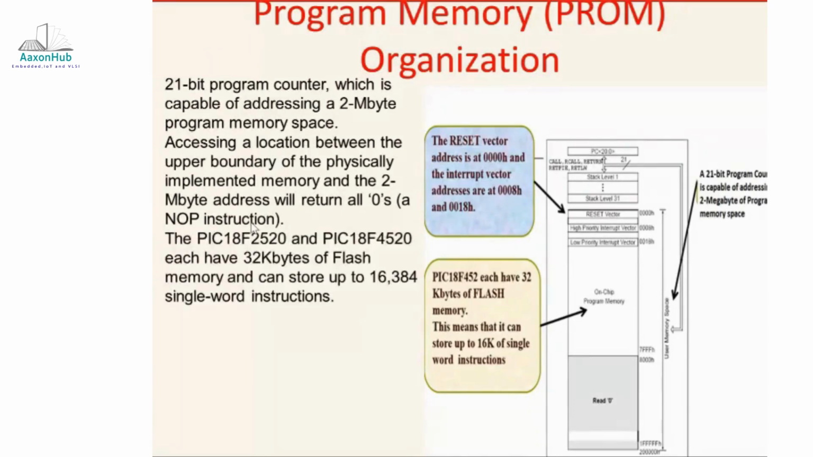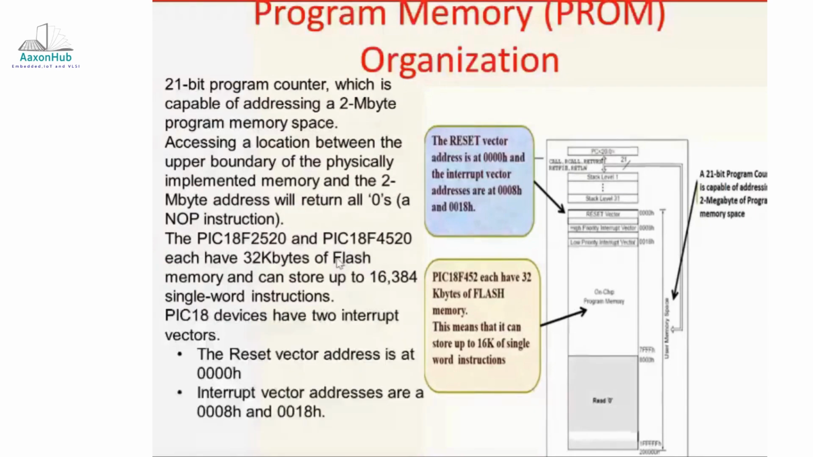Next, the two versions in front of you, 2520 and 4520, each have 32 KB of flash memory. You can utilize this flash memory for storing your data or for storing your code. It can address up to 16384 single word instructions, accessible using the 32 KB of flash memory.